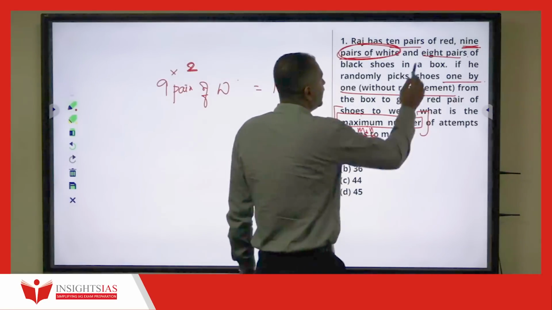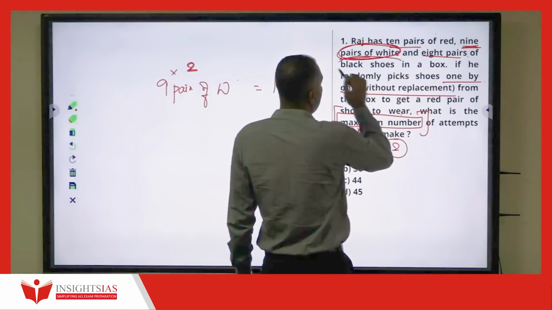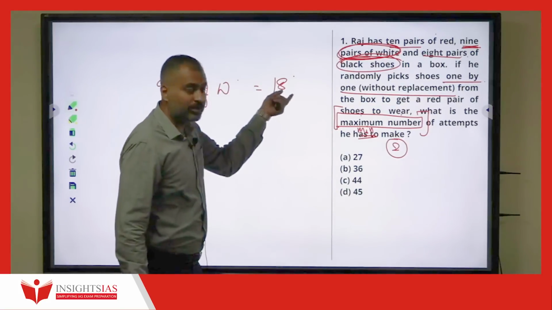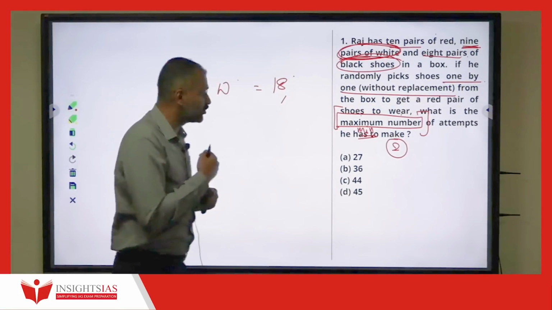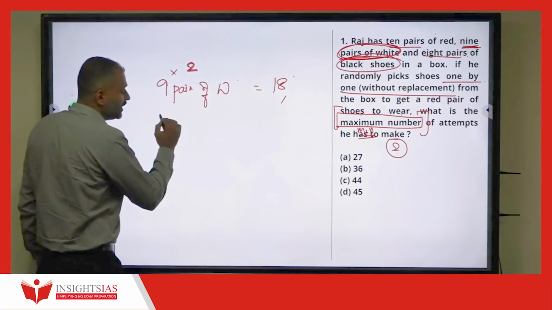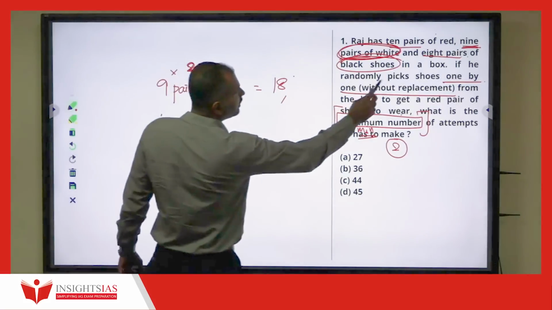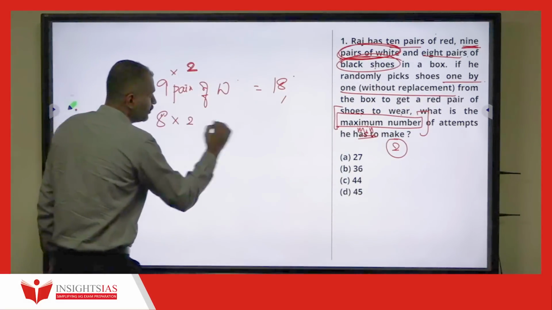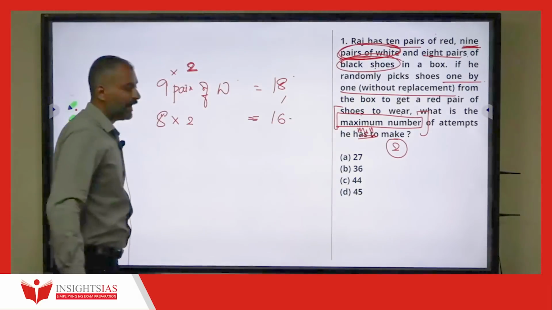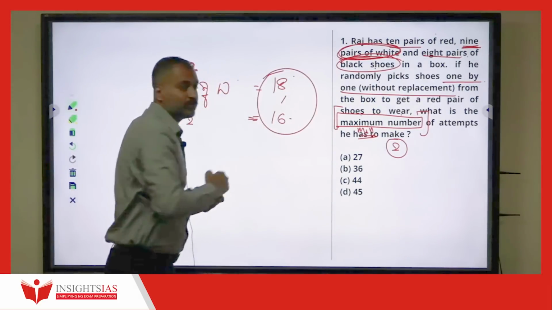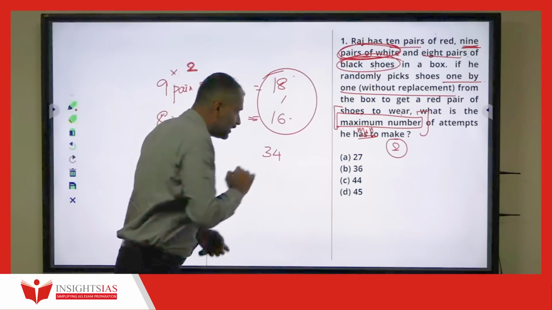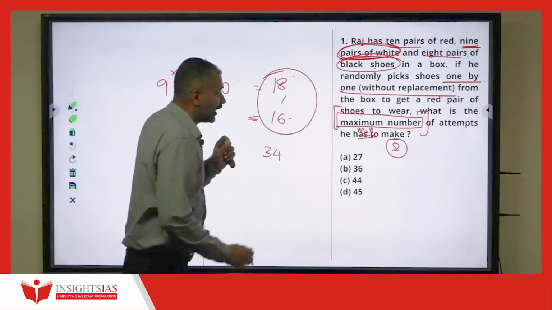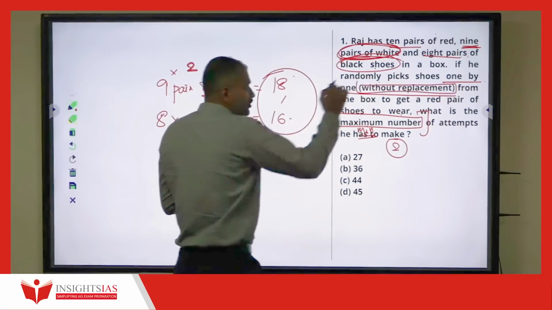Then he gets black shoes, 8 pairs of black shoes. After removing 9 into 2, that is 18 white shoes, he removes again, trying for red shoes. Now 8 pairs of black shoes, 8 into 2, that is 16 shoes he has removed, and none of them are red. So totally 34 attempts have gone, and in 34 attempts he has not taken even a single red shoe. He has not replaced the shoes which have been removed.